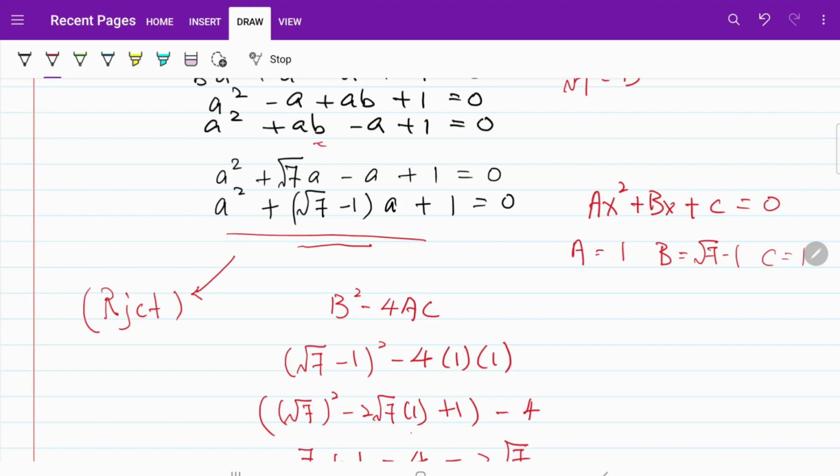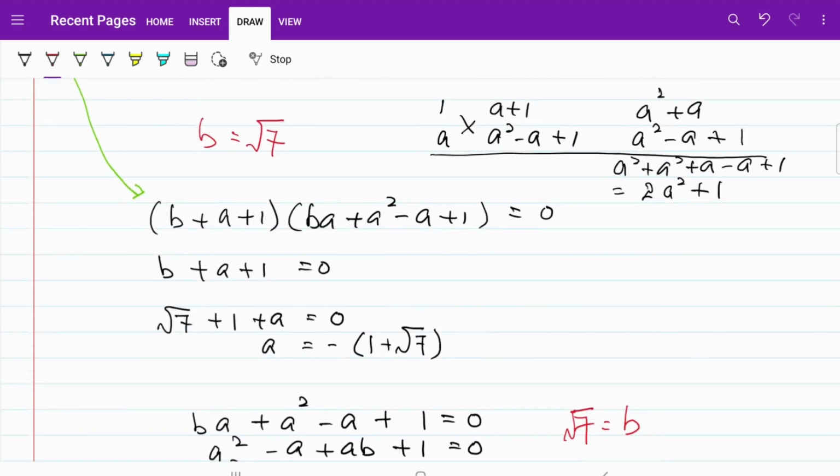I want to emphasize again that for this channel, all the questions that we are dealing with only focus on rational roots, and we are not dealing with complex numbers unless otherwise stated. So, based on this observation, we now know that the only answer to our original cubic equation is a equals negative 1 plus square root 7. And this is the answer to this very interesting question.